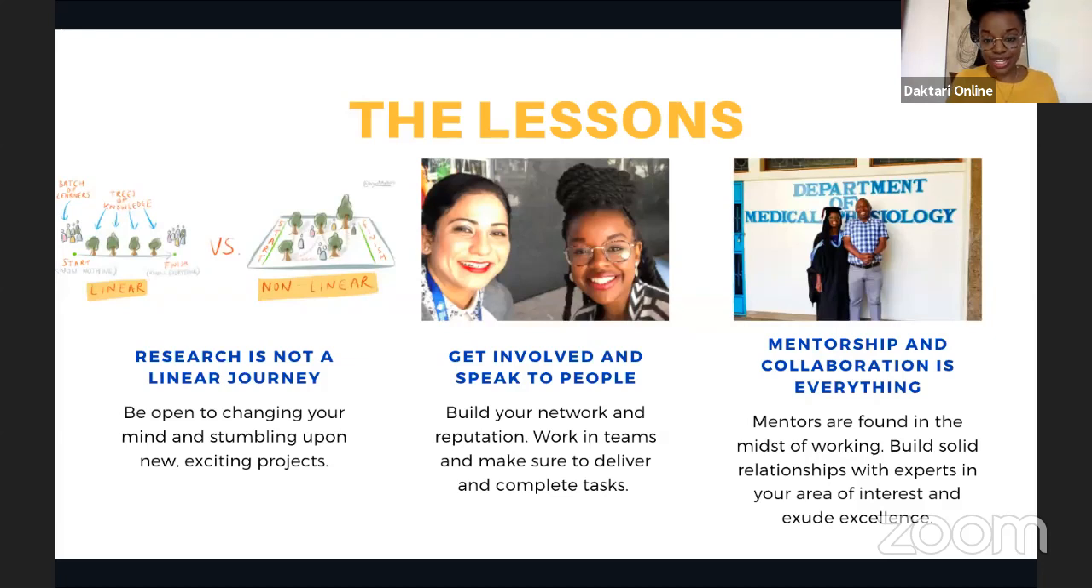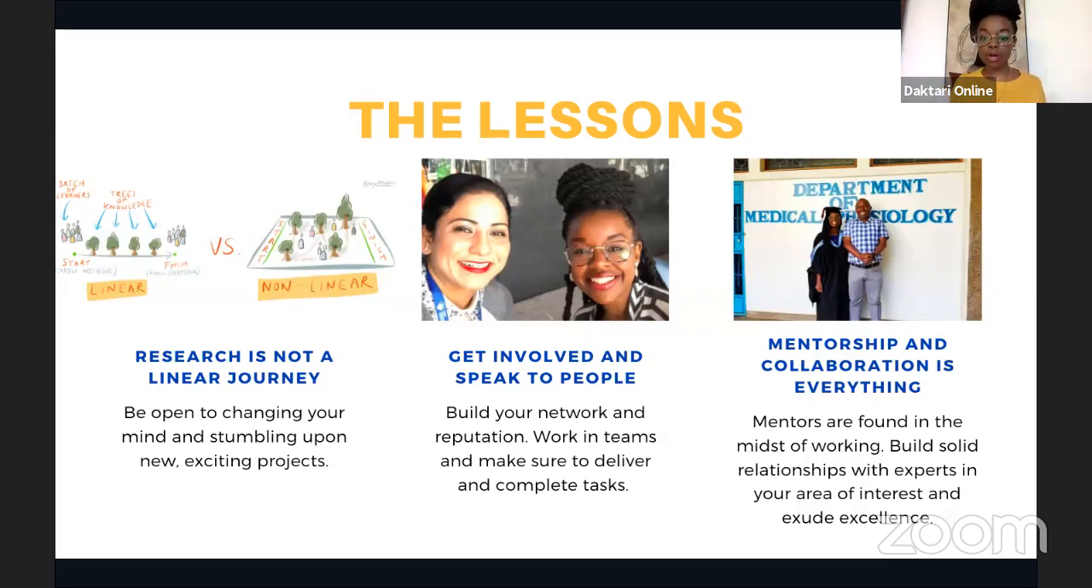Then the next lesson, and the last two lessons are probably for me the most important. Get involved and speak to people. So build your network and your reputation. Get involved in MSAKE, get involved in REPUB and REMED, and there are a lot of research clubs now that people are involved in. There are also structured mentorship programs, like MSAKE has just introduced one with KEDU, the Kenya Doctors in the US. Please get involved in those things so that you can build your network and build your reputation.